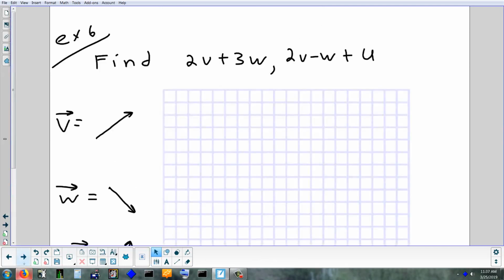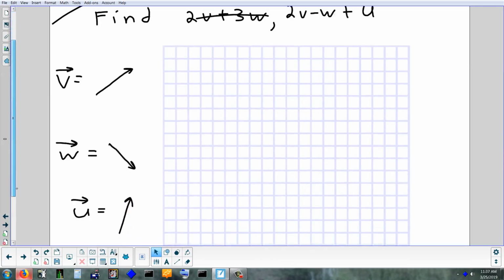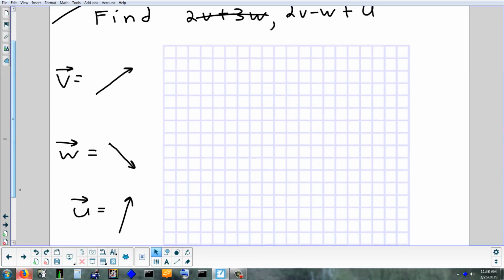Okay. All right, so let's just do the second one. 2v minus w plus u. Am I missing anything, any pieces to make that second vector? Yep. So I can make 2v, let's do that first. So I can go like this and go like that. All right, so I got 2v. Now what do I need? Yep. The minus w. I need the minus w.